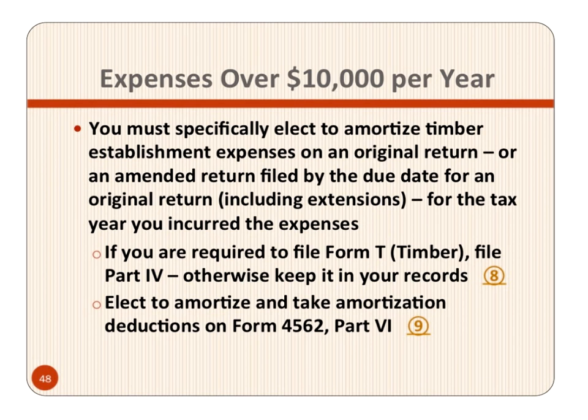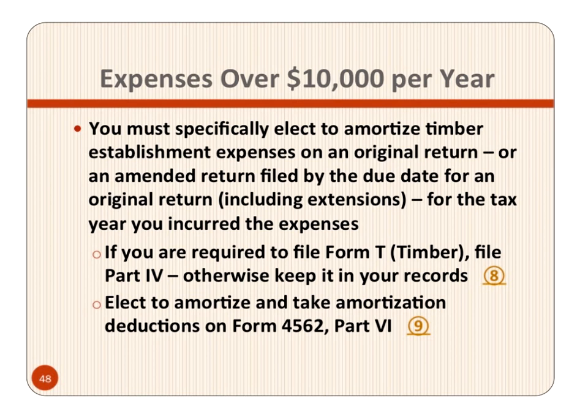You need to specifically elect to amortize timber establishment expenses on an original return or on an amended return filed by the due date for an original return for the tax year that you incurred the expenses. So this is something you don't want to miss. If you're required to file Form T, you file Form T Part 4. Otherwise, you keep that in your records. You elect to amortize and take your amortization deductions on Form 4562.